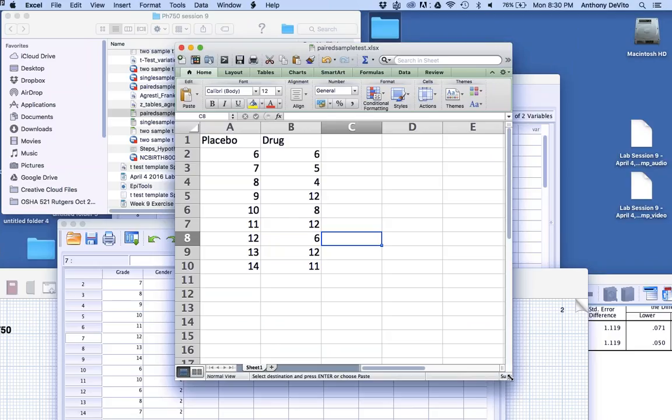Maybe I don't know what these are. Maybe they represent pain levels, or maybe they represent some metabolic function or something like that. And you've taken people and tried them for 2 weeks on a placebo and 2 weeks on a drug, and measured them at the end of each 2 week period. Now how many people are in this study? 9, not 18, because these lines represent the same people, right? So there's 9 people in this study.